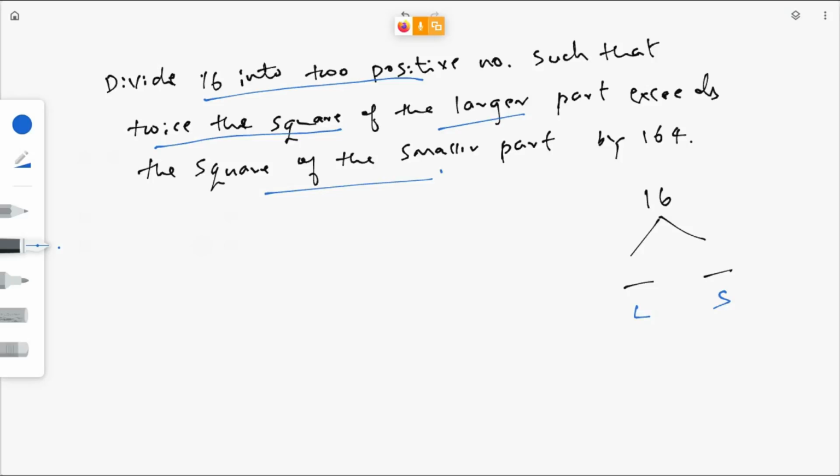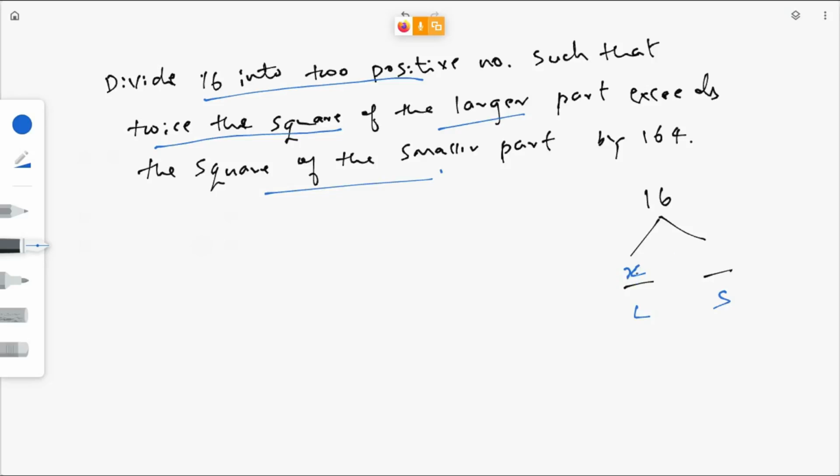See here, I will solve this one. Divide 16 into two positive numbers such that twice the square of the larger part exceeds the square of the smaller part by 164. So in all the verbal problems or word problems from this quadratic equation, you need to take any one as x. Either any one of the sides of a rectangle, or any one of the two numbers. You need to take one as x. So here I will take the larger number as x.